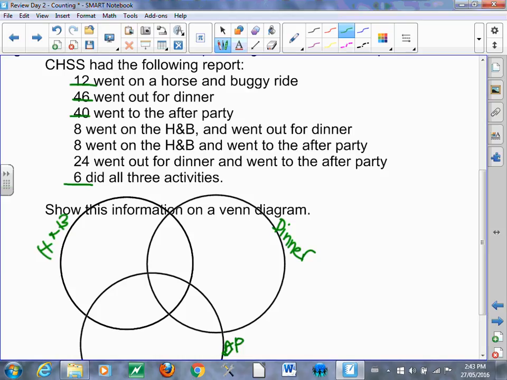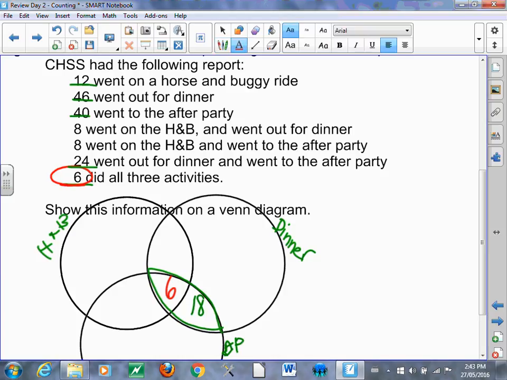I wanted to leave it so you could see both of them. So we always start from the bottom, ladies and gentlemen. Start from the bottom or the most number of overlaps. So 6 did all of them. For the next one, 24 went out for dinner and went to the after party. So within this section here, we have to have a total of 24. But you've got to already account for the 6, so you take 24, subtract 6, which gives you 18.